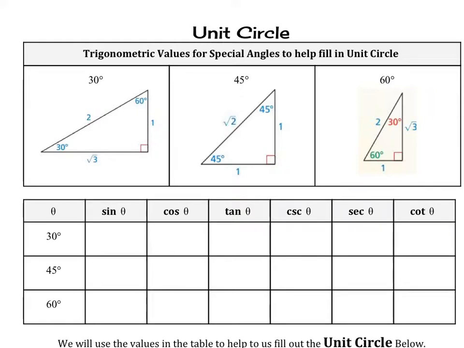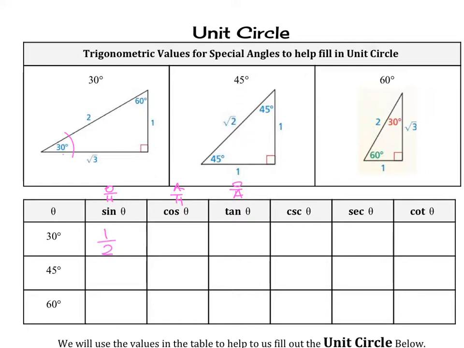So let's look at sine of 30. Now sine, remember, is opposite over hypotenuse. Cosine is adjacent over hypotenuse. Tangent is opposite over adjacent, and then we have our reciprocals. So looking at sine of 30, we know that is opposite 1 over hypotenuse, which is 2. 1 over 2.